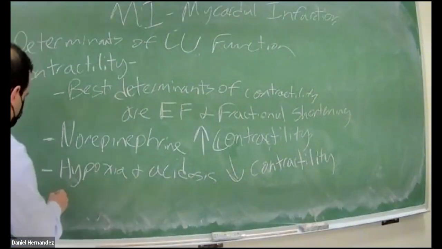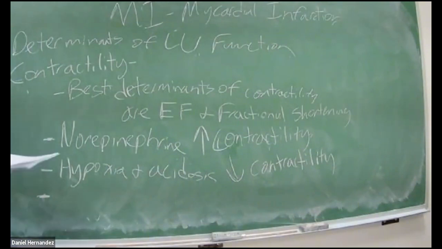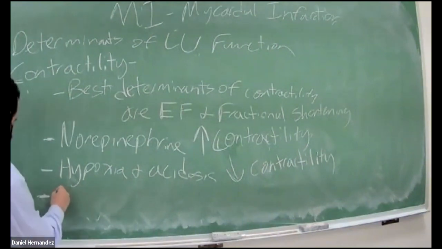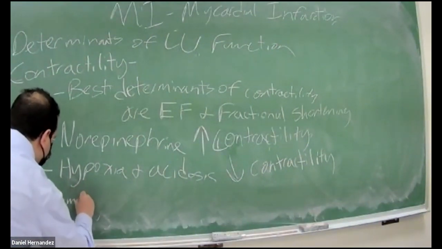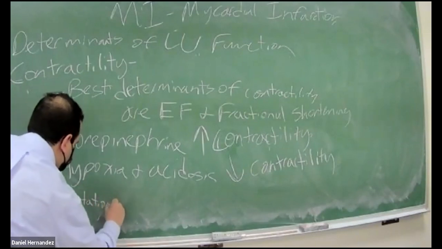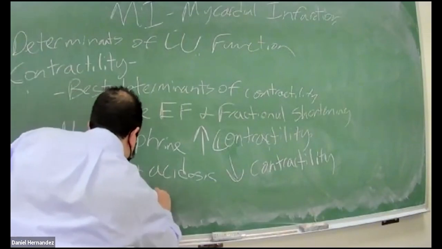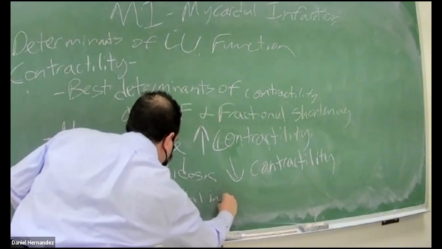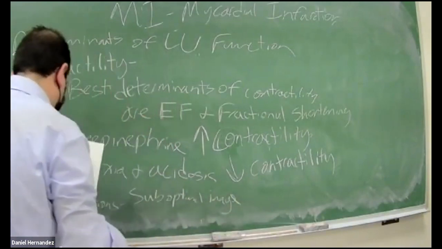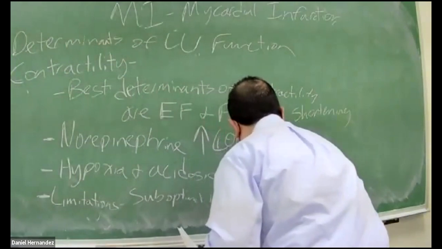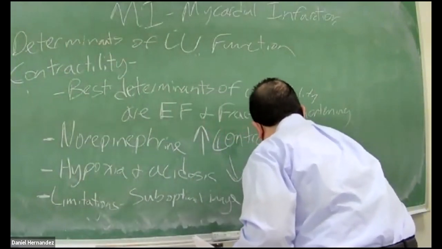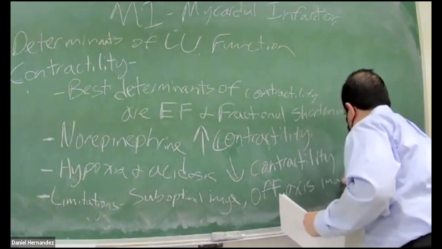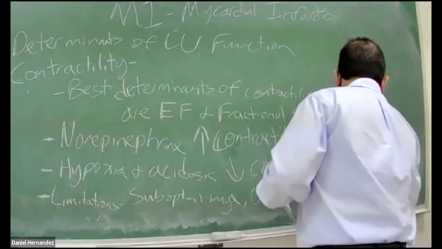So limitations would basically be things that prevent us from acquiring a good EF. Limitations would be suboptimal images, off-axis images, and arrhythmias.